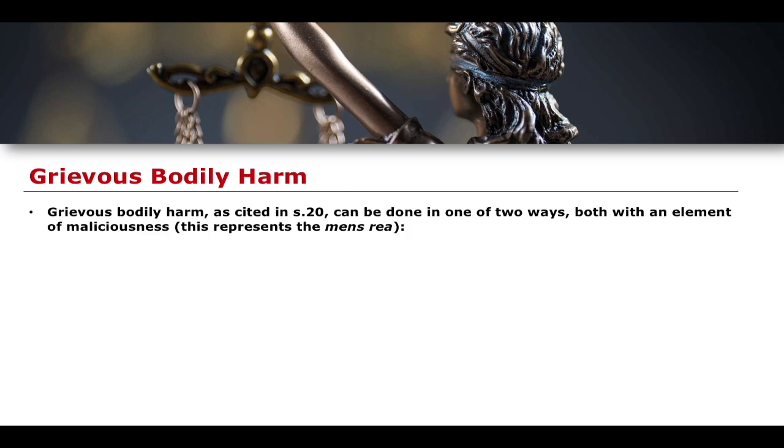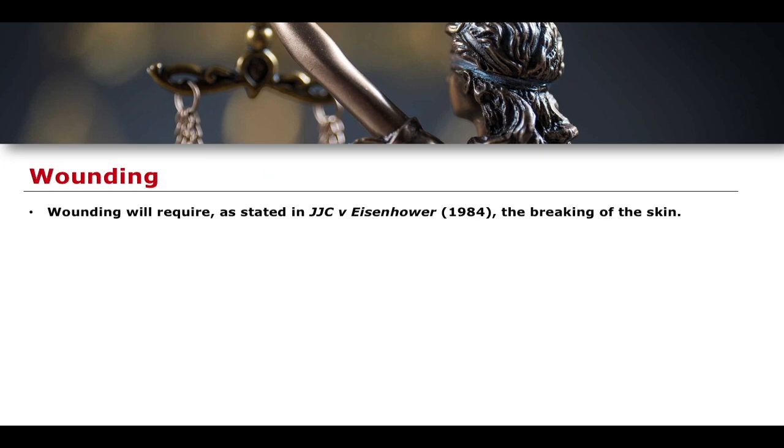So, grievous bodily harm, as stated in Section 20, can be done in one of two ways, both with an element of maliciousness. This represents the mens rea, the maliciousness of the offence. It can either be done through wounding or through inflicting grievous bodily harm. What do we mean? Well, wounding requires some kind of break of the skin, as cited in the 1984 case of JCC versus Eisenhower. That's what wounding represents. So if you wound somebody, you're breaking the skin, and in doing so creating a wound, whether that be through a knife, through a pair of scissors, through a fork, anything, okay?